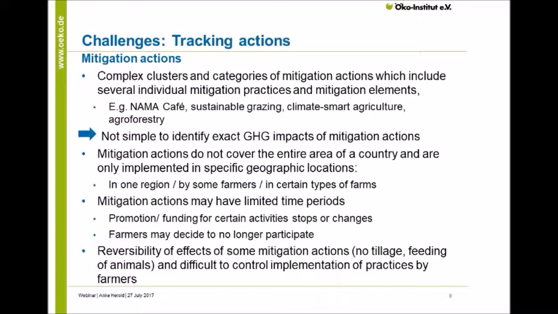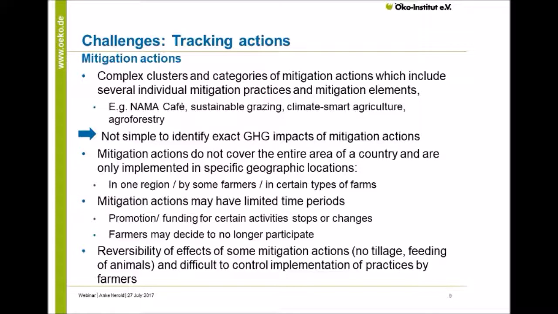Then we have the challenge that the mitigation actions sometimes do not cover the entire area of a country and are only implemented in specific geographical locations. So it could be only in a specific region. It could only be by some farmers, but not by all. It could be only by certain types of farms. So then you get into a rather complex monitoring and tracking system, and you need to ensure that your monitoring reflects those specific geographical locations.